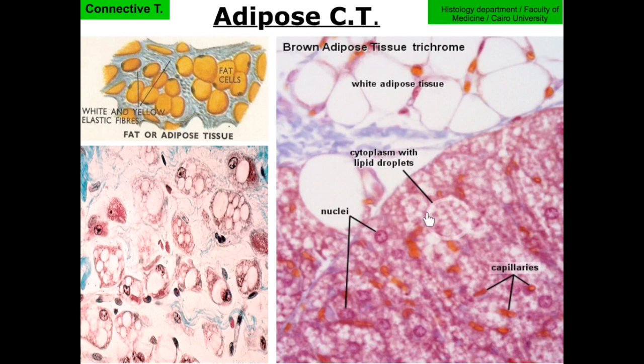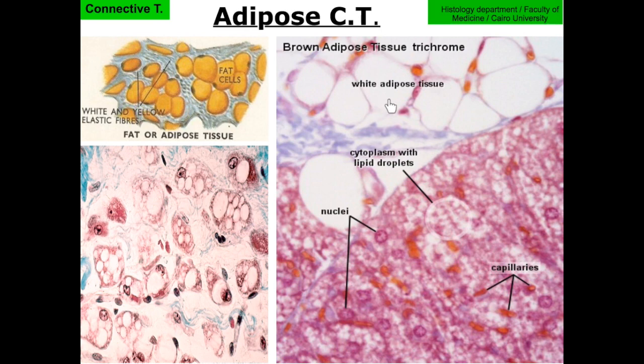The brown type here is present in the interscapular region, in the mediastinum, and in the axillary region of the embryo and the newly born, and gradually will be replaced later on by white fat, and a very small amount is present around the thoracic aorta of the adult.